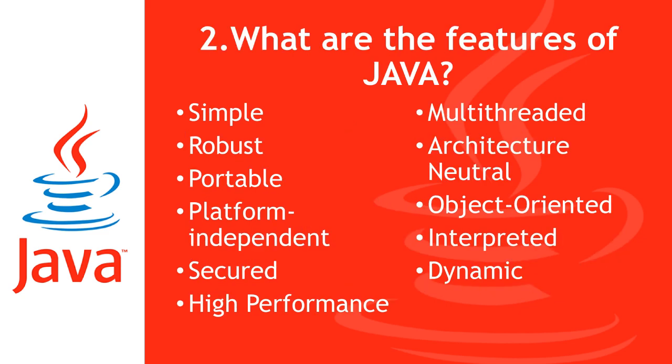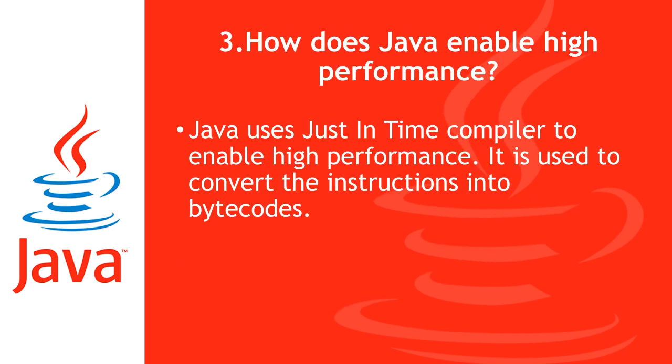What are the features of Java? The features of Java: simple, robust, portable, platform-independent, secured, high-performance, multi-threaded, architecture-neutral, object-oriented, interpreted, dynamic. How does Java enable high performance? Java uses just-in-time compiler to enable high performance. It is used to convert the instructions into bytecodes.